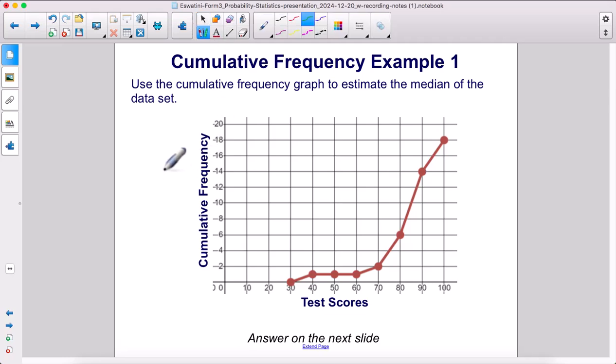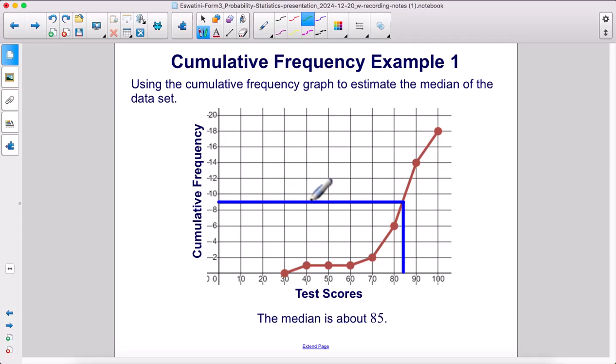Use the cumulative frequency graph to estimate the median of the dataset. All right, so 18 is the highest point, so we go to 9. We go across and we draw a dot here, and we go down and we see that's just there, like around 84. And here you can see our blue lines across and then down, and they say that it's about 85. Yep, there it is.